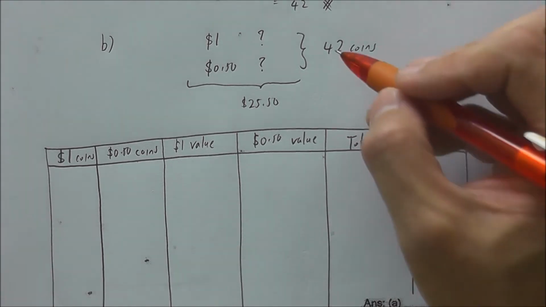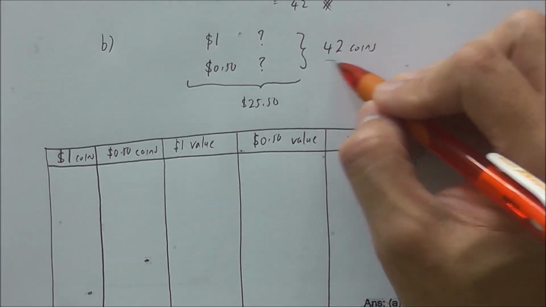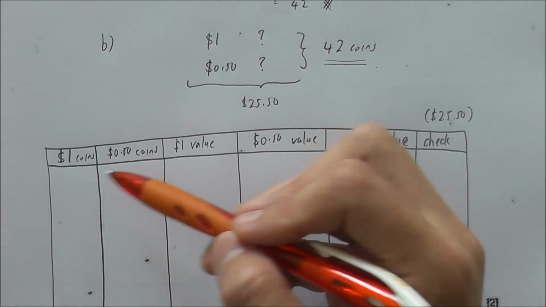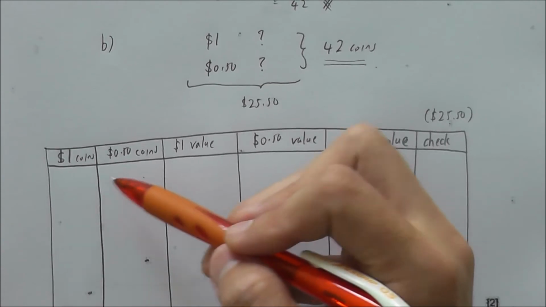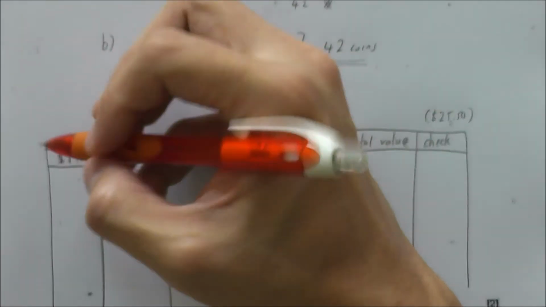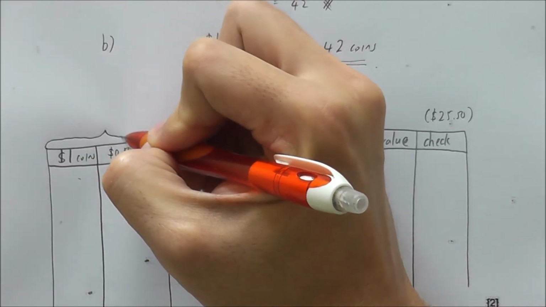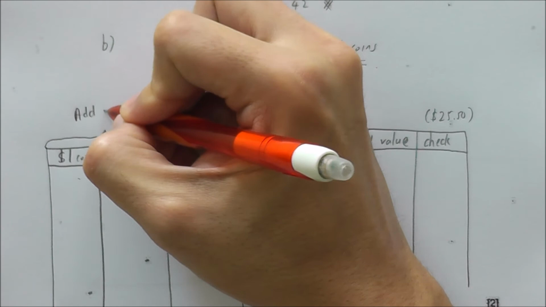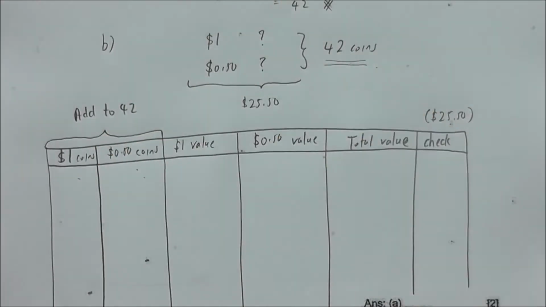Okay, but of course you know that all together there are 42. So the number of $1 and 50 cents that you guess can be any number, but make sure that these two numbers should add up to 42. Can you please take note? So I just put a bracket here to tell you that they must add to 42. So guys, what is a good guess to start off with?